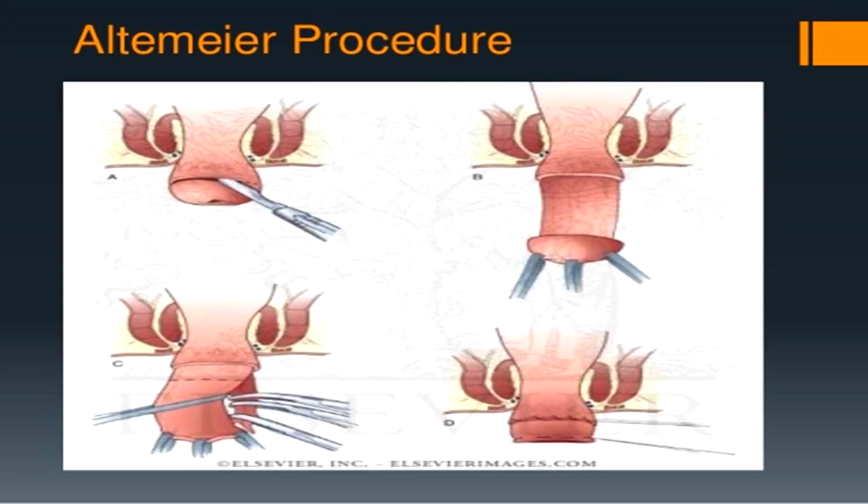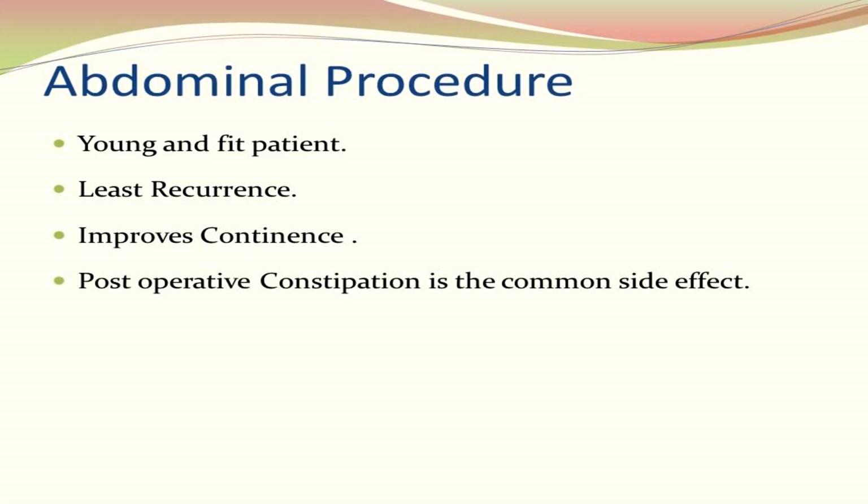Exactly the opposite happens with the abdominal procedure. In the abdominal procedure, the recurrences are less, but the chance of constipation is very high. Okay. So perineal recurrence is high. Abdominal approach, the constipation is very high, and especially if you are using a mesh, especially if you are doing a mesh rectopexy.